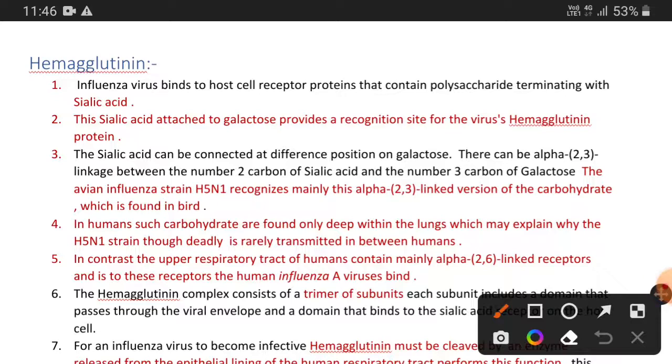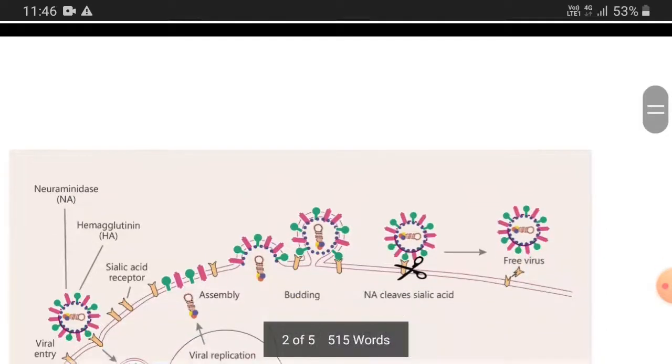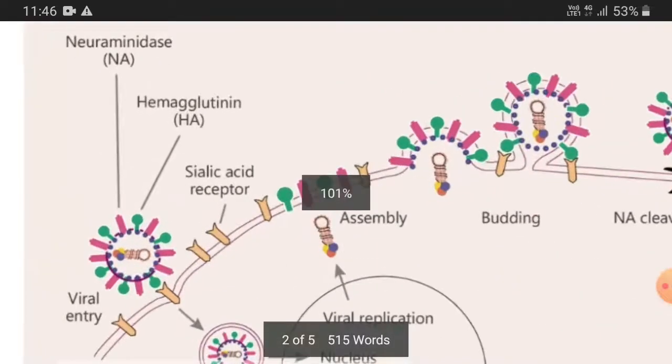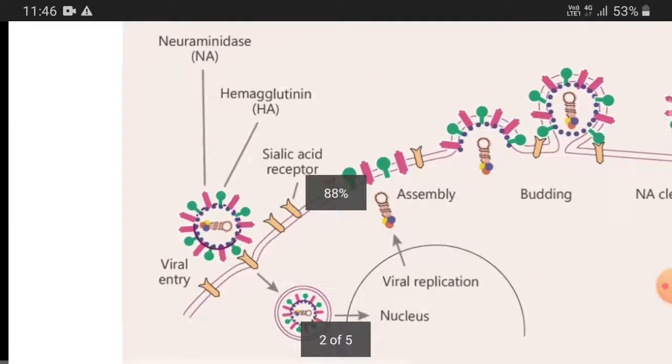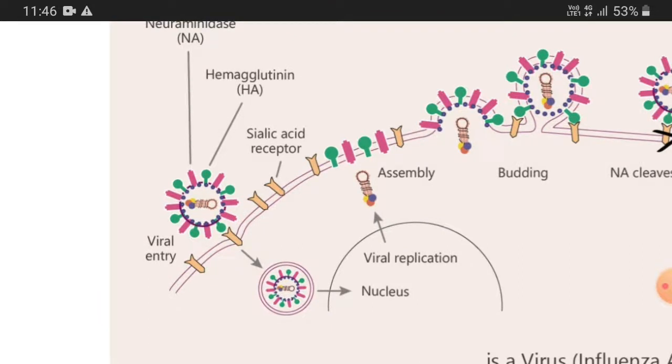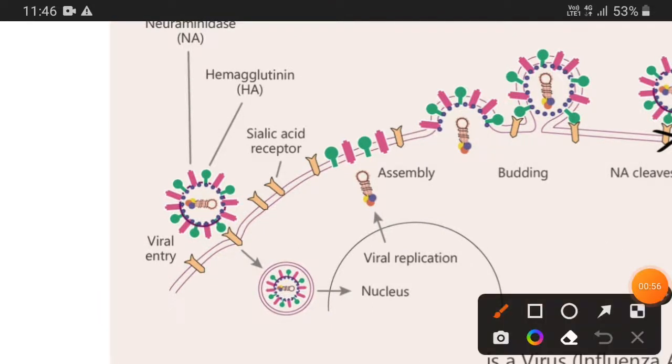Okay, so influenza virus, first of all, how does it mediate its entry? Let's see. So we all know that influenza virus consists of two types of glycoprotein. One is hemagglutinin, another one is neuraminidase.